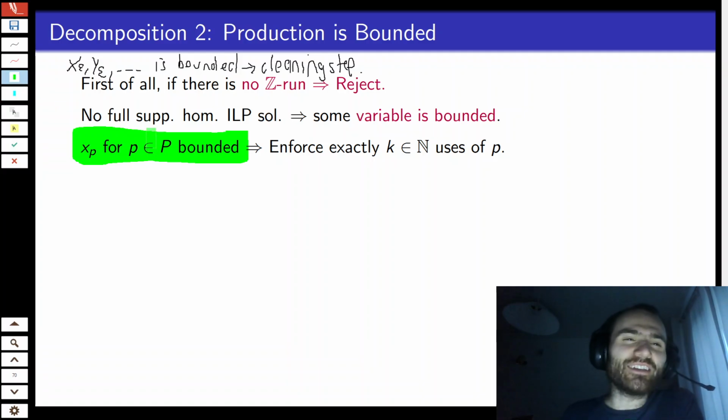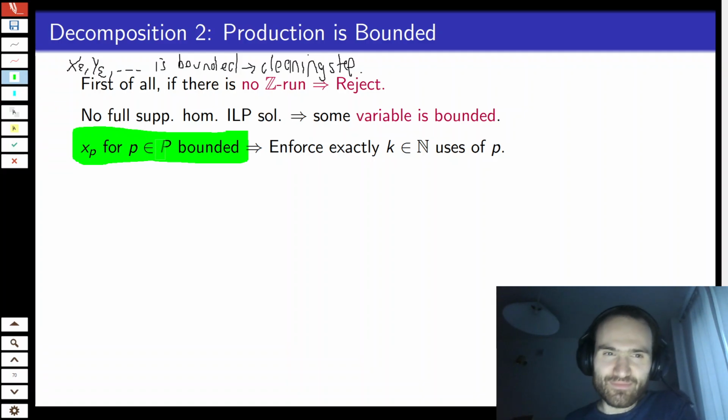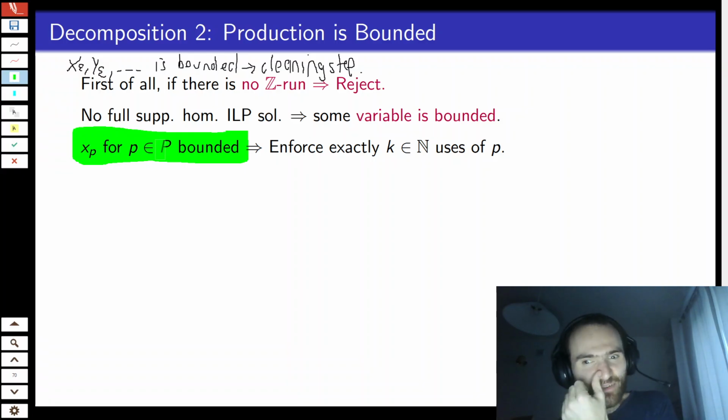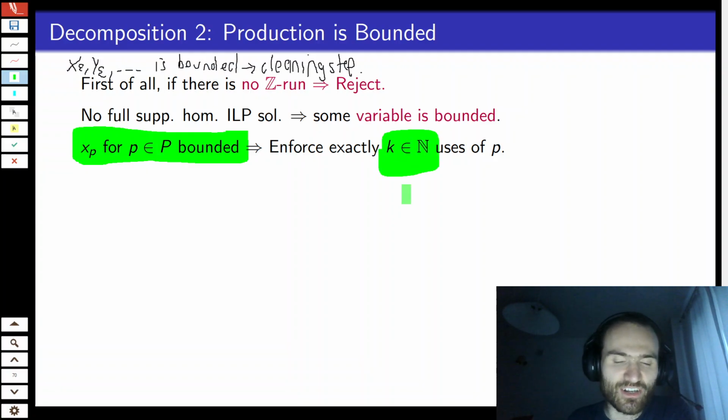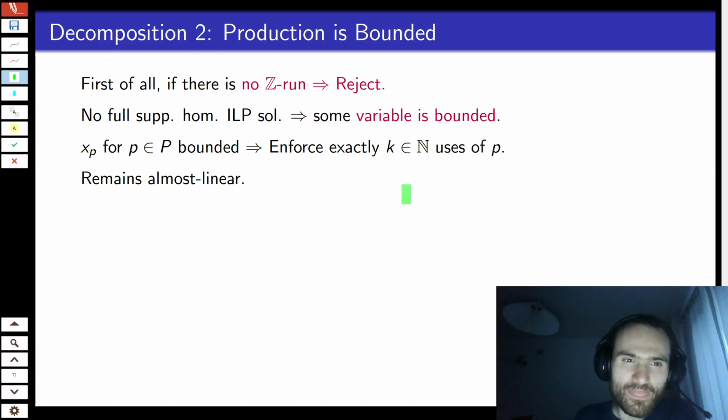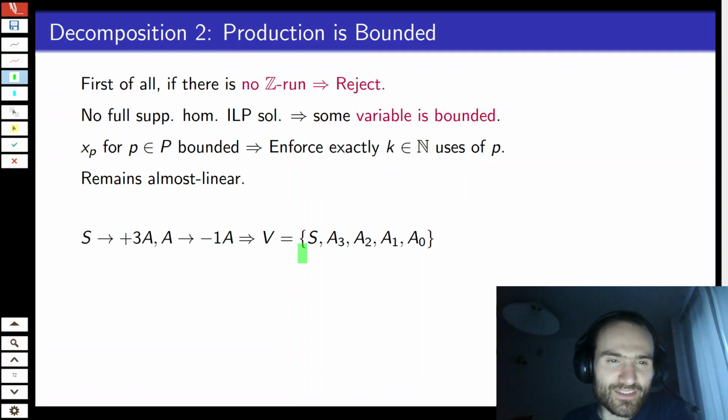The more interesting thing is what if a production is bounded? Or if you think in terms of the VASS, this would mean some transition is bounded. Then what we're going to do is enforce exactly a given number of uses of this production. And importantly, this remains almost linear. So let's give an example of this.